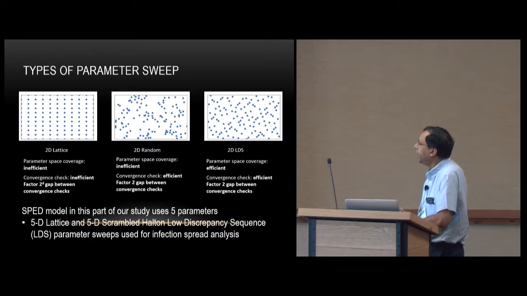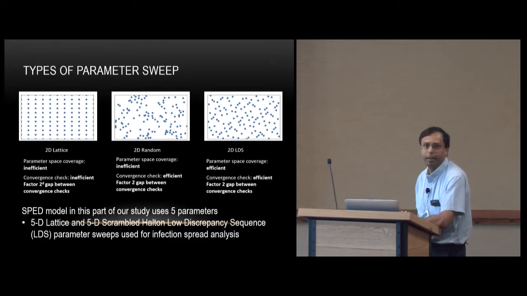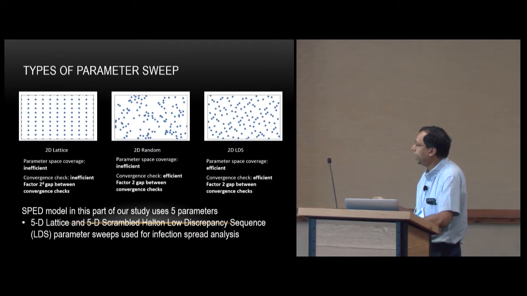Okay, and one of the problems is that if I want to check whether it has converged, right? I do a lot of simulations. How do I know that I have covered the parameter space sufficiently that I have got all the scenarios? Then each of the convergence checks requires about 2 power d gap between convergence checks, where D is the dimensionality, that is the number of parameters.